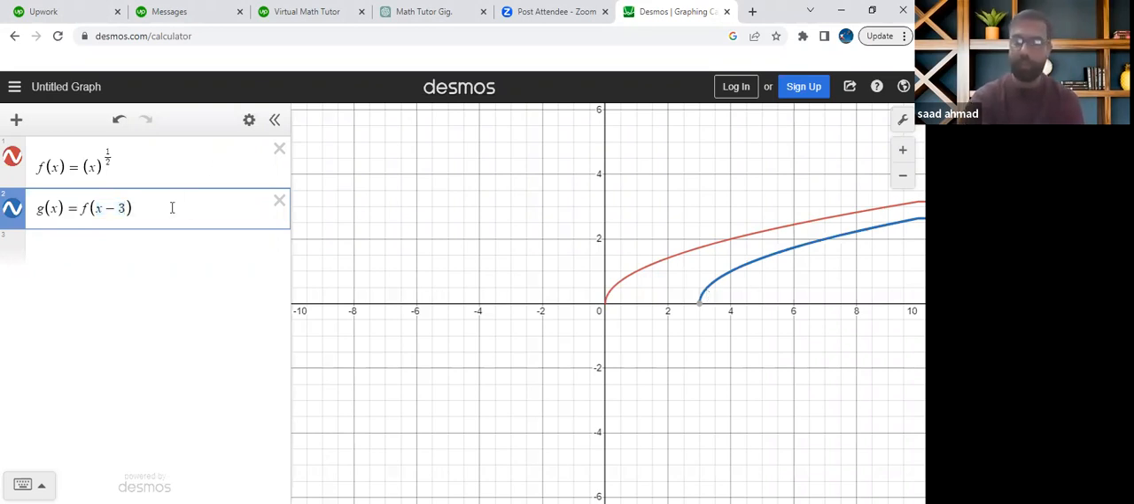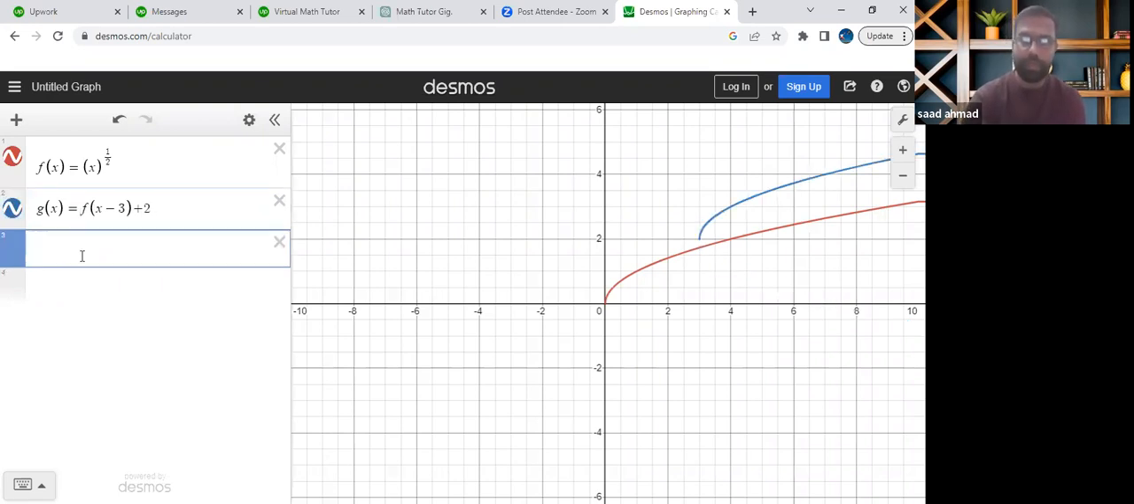Let's say I want to move it 2 units up. So I need to add 2 outside. You see, it moved 3 right, 2 up. Let's say we want to reflect it. Then we have to multiply the whole thing by a negative, right? You see, it's not the actual reflection. We need to take another step and reflect the g, because now our function is g of x.